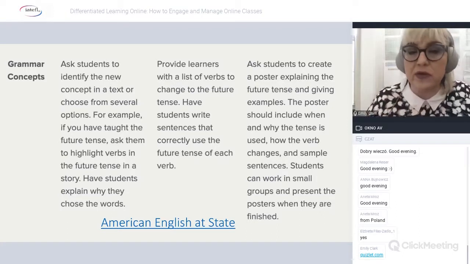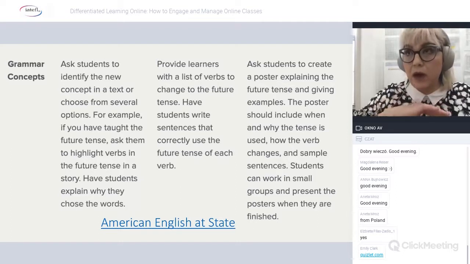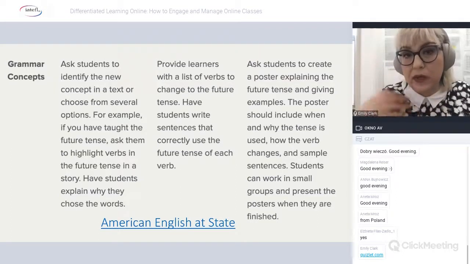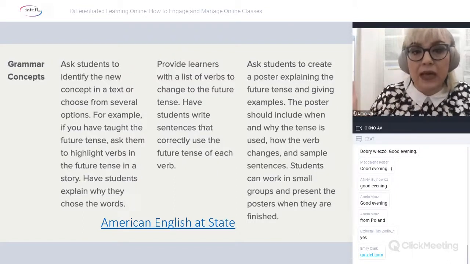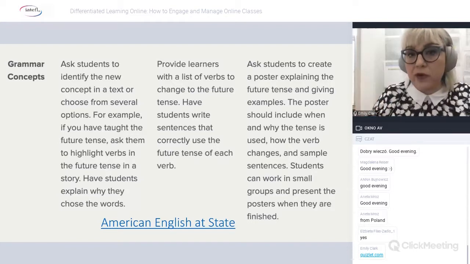You have to use future tense. And I want you to use all possibilities of future tense. So you're going to use will and be going to and all of the variations of that. And I want to see that with all of the adverbs as well.